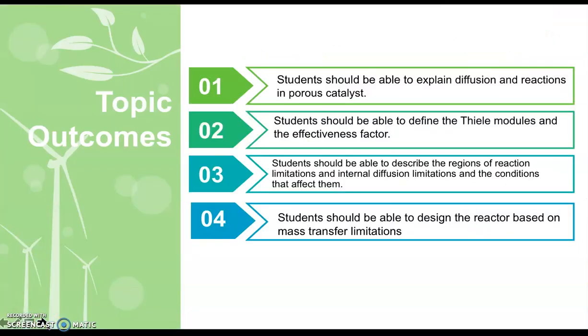These are the topic outcomes for this chapter. First, students should be able to explain diffusion and reaction in porous catalyst, so it's internal diffusion. Second, students should be able to define Thiele modulus and effectiveness factor, two terms you will learn throughout the chapter. Third, students should be able to describe the regions of reaction limitation and internal diffusion limitation and the conditions that affect them. The final one is that students should be able to design the reactor based on mass transfer limitation.